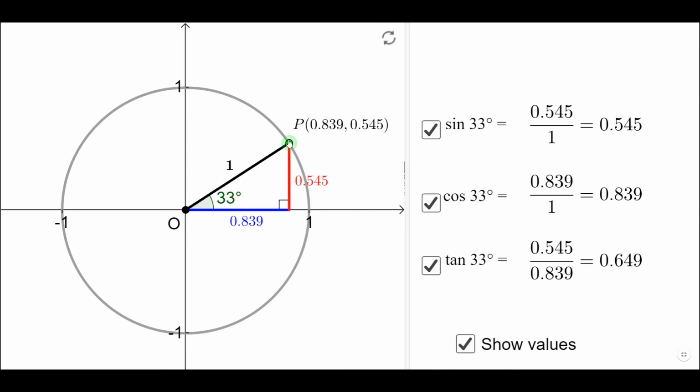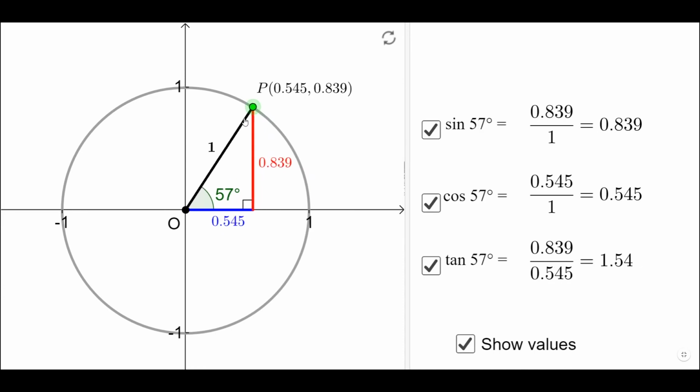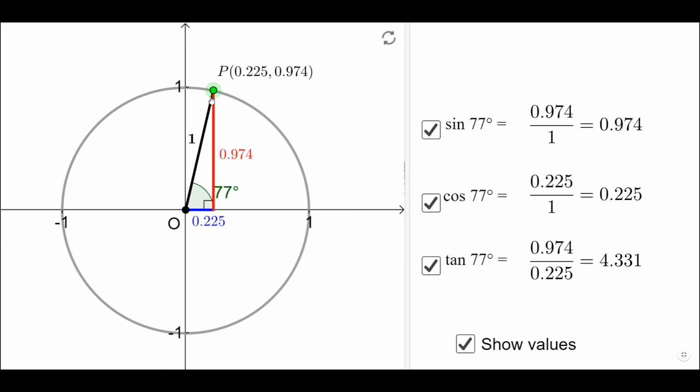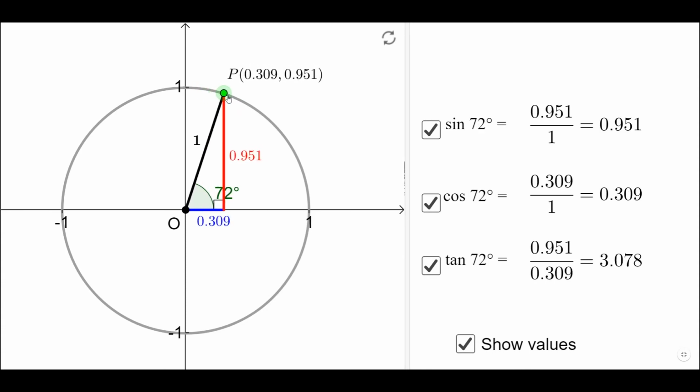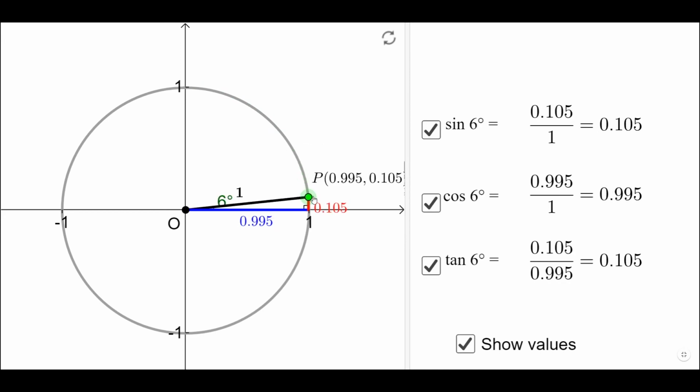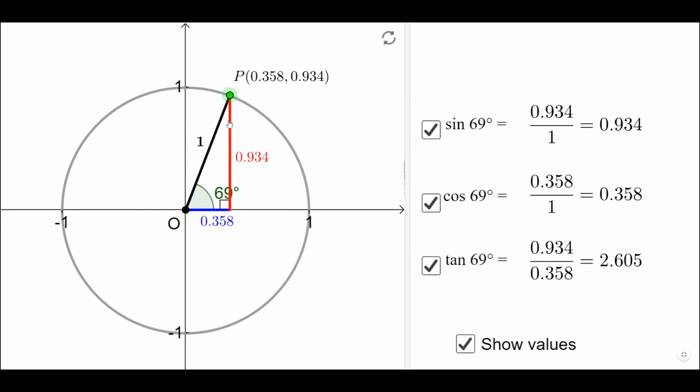And as this gets bigger, the ratios change. And as you can see, as the opposite gets closer to 1, we can see that happening in real time. And similarly, as the adjacent gets closer to 1, the angle gets smaller. That's what we're looking at.